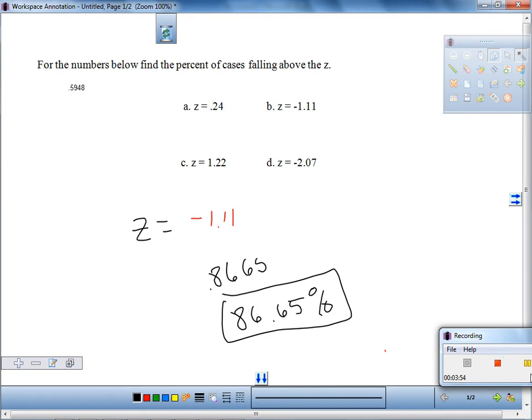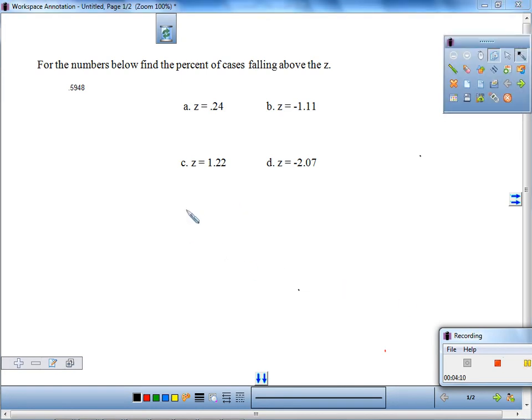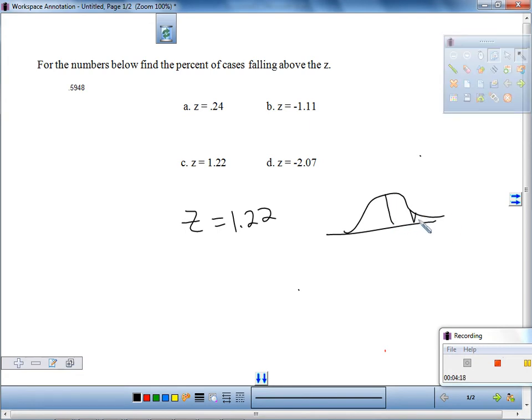Alright, so let's look at C. With C, we have a z value of 1.22. Again, you really don't have to draw it, but what we're looking for is this area up here. We want the area to the right. But when we look up the z table, it's giving us this other information. So to come up with this, we'll take 1 and subtract whatever we come up with as the tabled value.